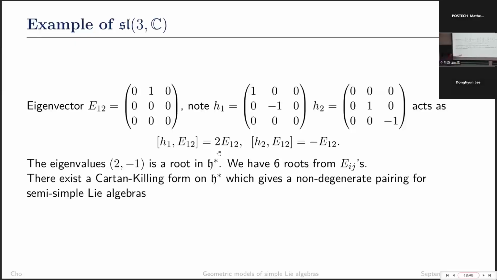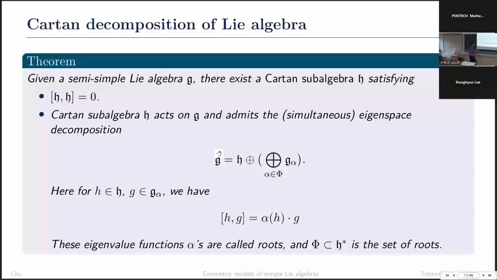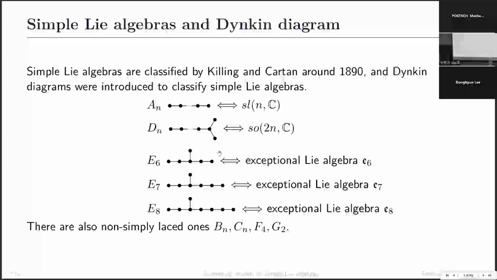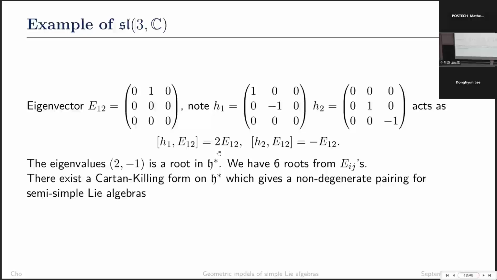And so for each E_ij, we have a root. So we have 6 roots: E12, E13, E23, and E21, E31, E32. So we have two diagonal elements and six roots, and one-dimensional eigenspaces for each root. So that's this SL3C. So two diagonal elements and six generators. Okay.